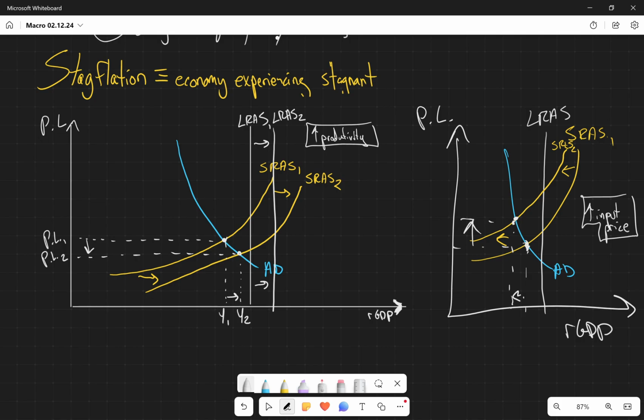So my input prices are localized to just the one impact, but my productivity happens on my short run and on my long run. So those are the two, that's the main distinction between our two aggregate supply shifters.